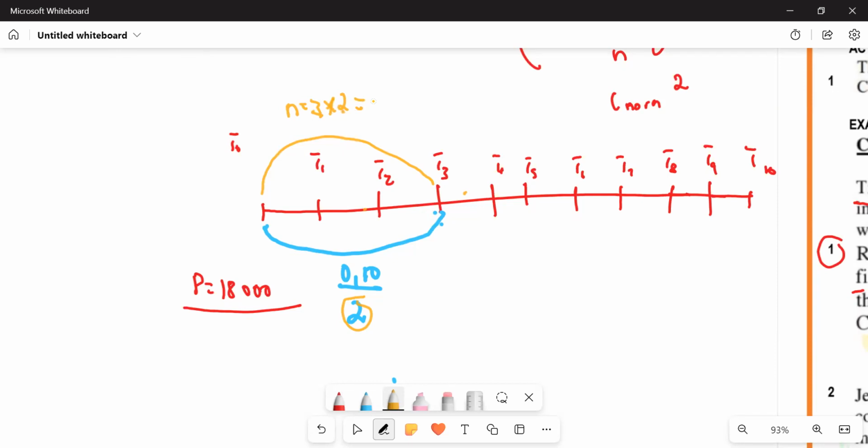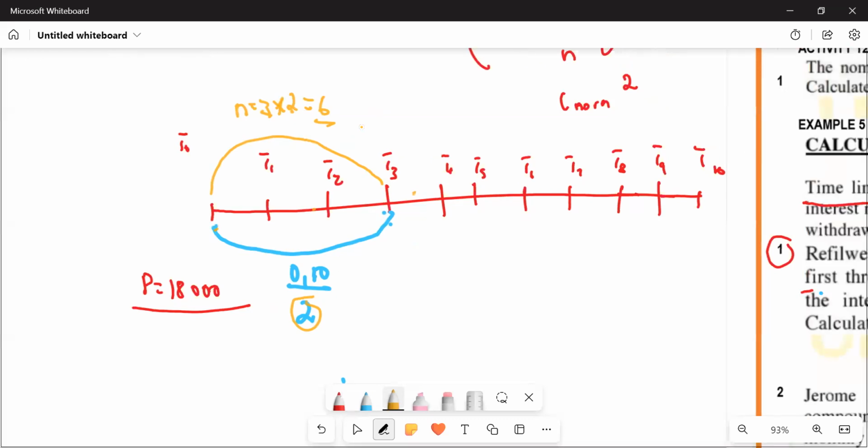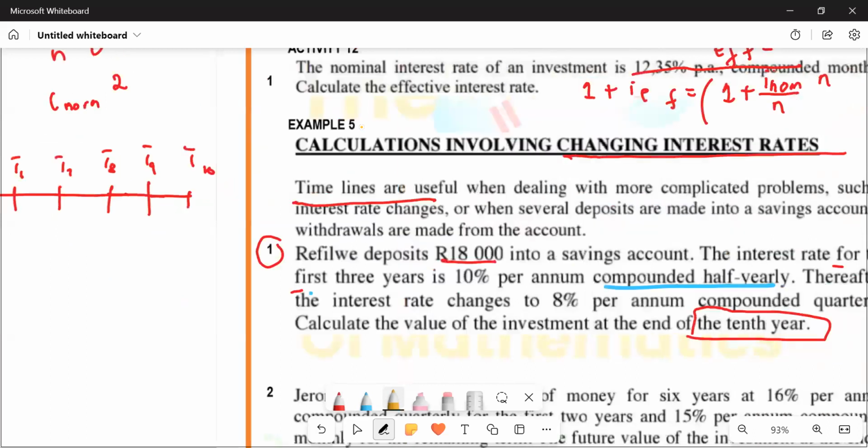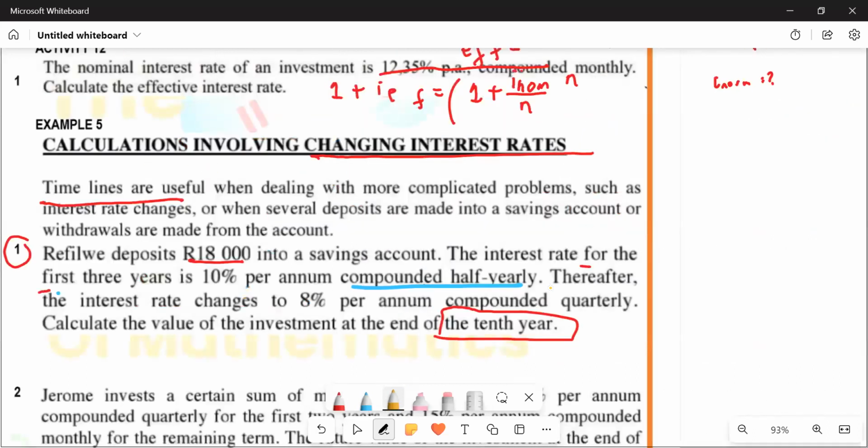What is 3 multiplied by 2? It's 6. So the number of calculations that we're going to have for the first 3 years is going to be 6. It's not going to be 3. Now, what else do we have? They say thereafter, the interest changes to 8% per annum, compounded quarterly. So what is the interest for the remaining years? It's 8. Okay?